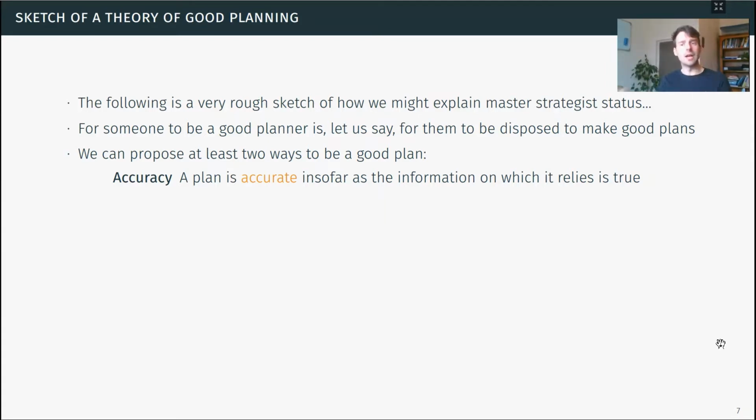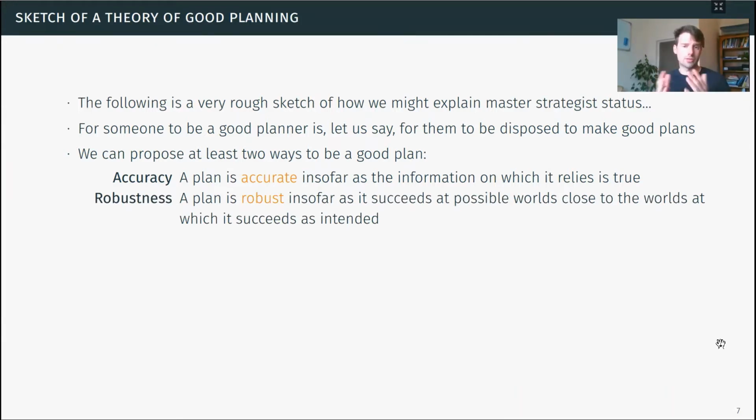So we find out a bunch of information and we use it to determine what our actions should be in order to achieve our goals. Another way that a plan could be good, though, is for it to be what we might call robust. I'm going to say that a plan is robust insofar as it succeeds at possible worlds close to the worlds at which it succeeds as intended.